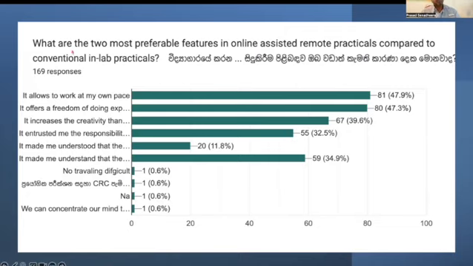One question was, what are the most preferable features in online assisted remote practicals compared to the conventional lab practicals? And you would see that it says it allows me to work at my own pace, which is a very important thing in open and distance learning, and it offers the freedom of doing experiments, and it increases creativity, and it entrusted me with responsibility, and also it made me understand the experiments as they are doing it by themselves.